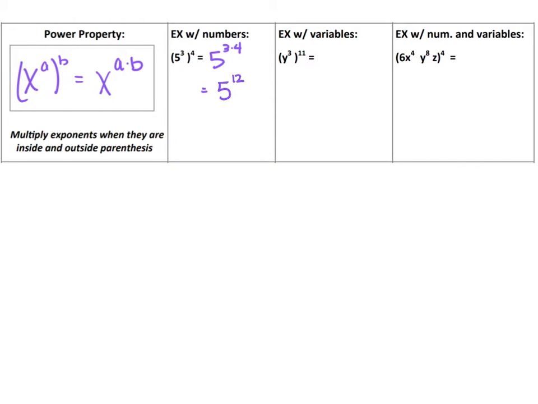This would be an example of one where a lot of times a textbook would just leave it like that instead of writing this really, really big number. But the really big number that we get is 244,140,625.